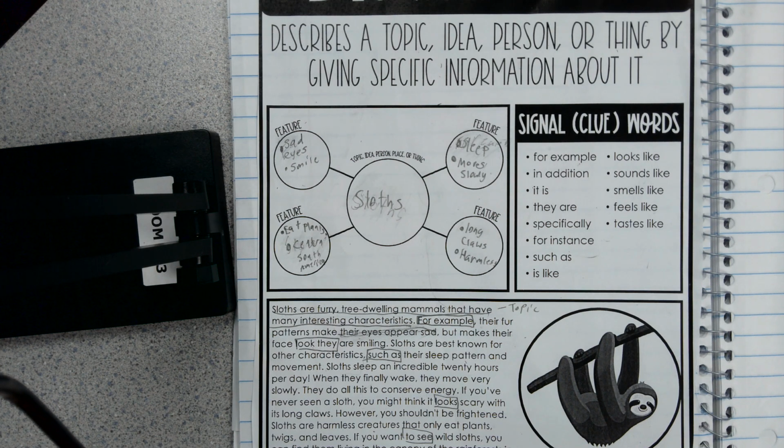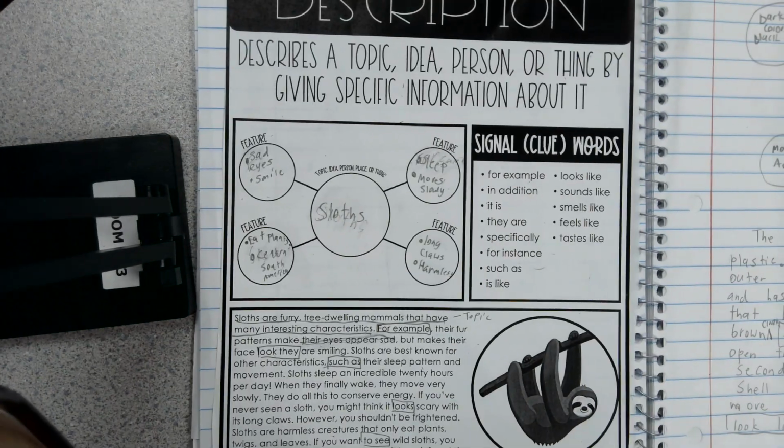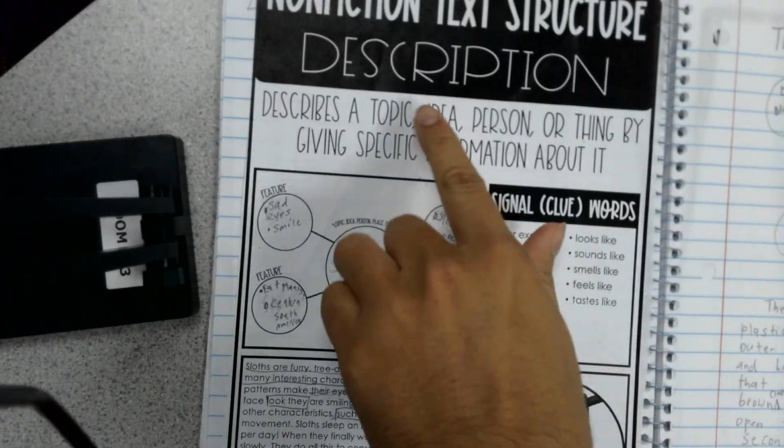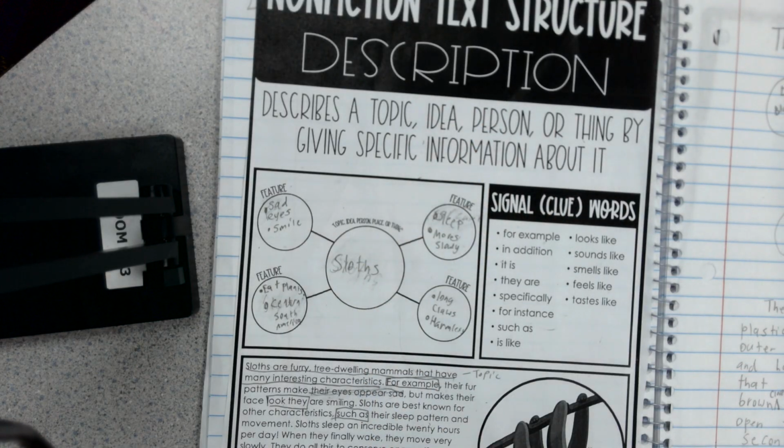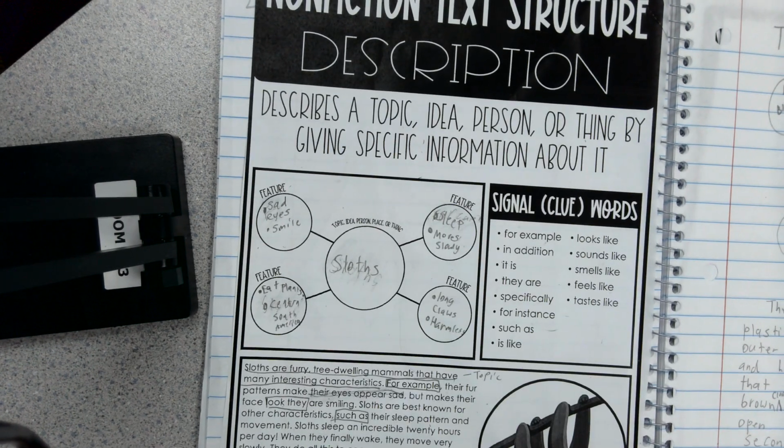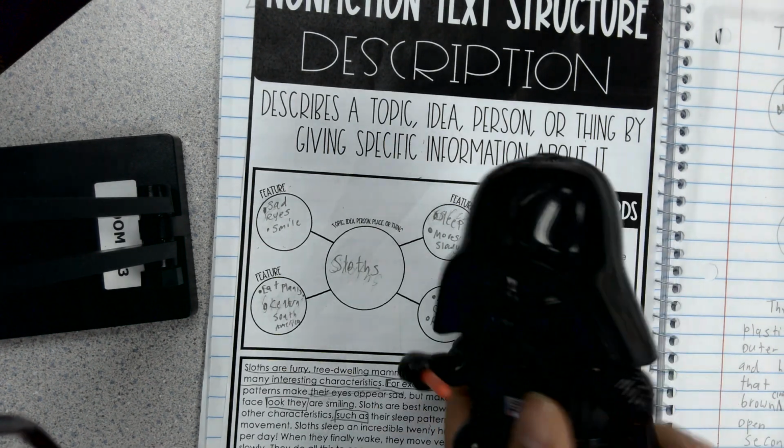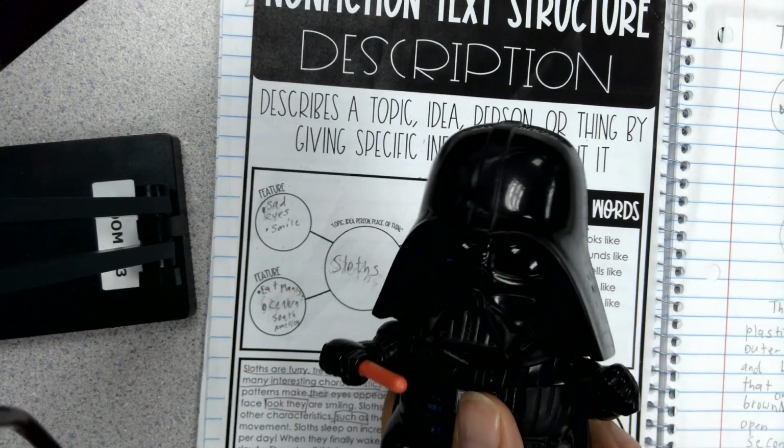or just anything from things in space to certain cars. A description can help you get the big general idea of a topic, idea, person, or thing with the specific information about what it does, what it looks like, what you can see with it as well.